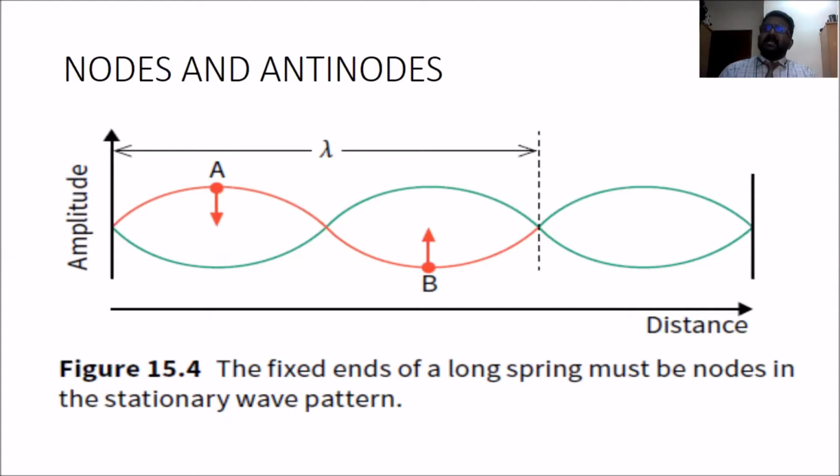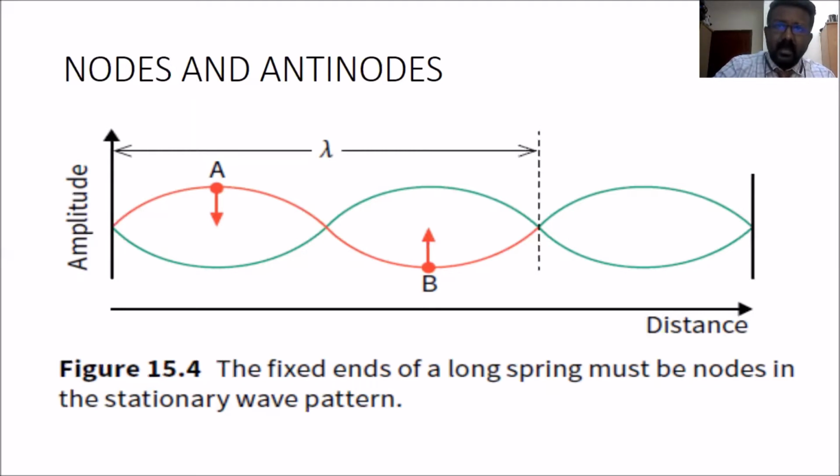And hence, the sections of the string in adjacent loops are always moving in antiphase. They are half a cycle out of phase with each other. So it is very important to note that the sections of string in adjacent loops are always moving in antiphase. They are half a cycle out of phase with each other.